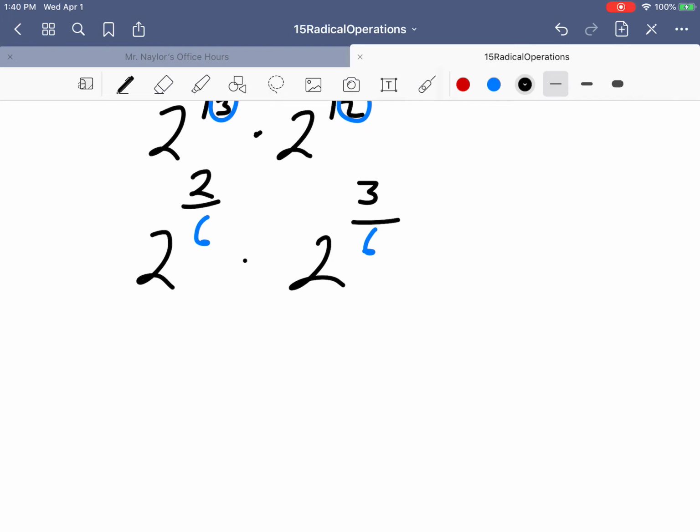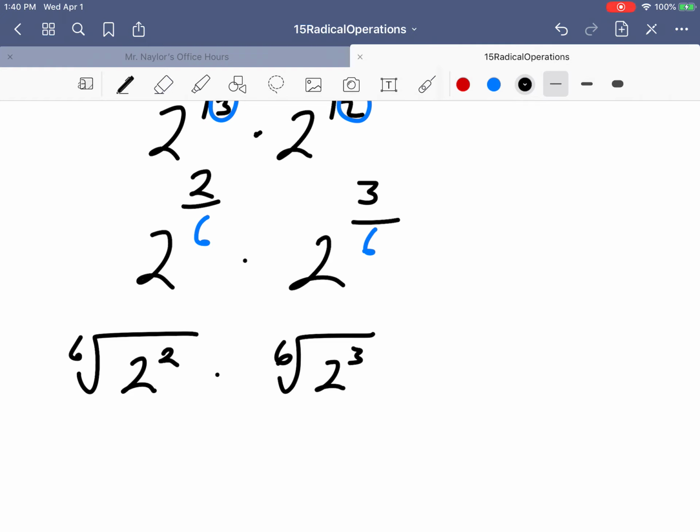Once I have these both written as 6's, I'm able to switch back into radical form, and we end up with both of these now being 6th roots. Now, it's also the case that 2 squared is equal to 4, and 2 cubed is equal to 8, so that I can multiply these together to be 32. But it's really the 6th root of 32.